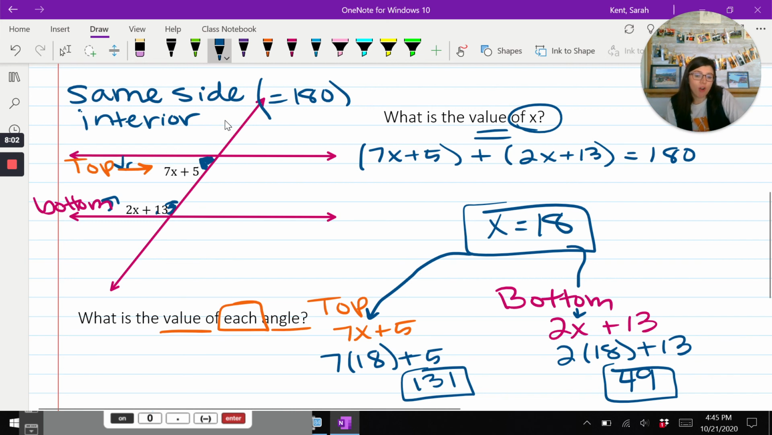So with all of this, now you'll have a Google slide to practice finding the values of x and practice finding some angles.